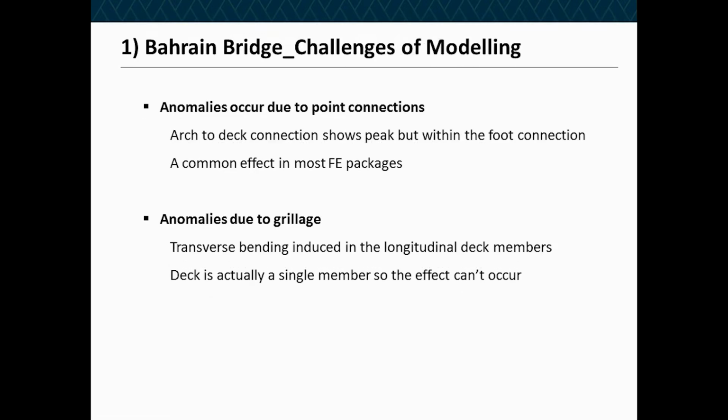Okay, a couple of anomalies occurred due to the way in which it had been modeled. One of those was peak stresses where we had point connections, but that's something that you'll all be coming across in every single piece of FEM software that you use. And there's just a sense of engineering judgment that's required on those elements. And then we got transverse bending in the longitudinal deck, and we had to take a view on that. We had to be very, very careful with the stresses that were coming out of that to determine whether they were real or not.